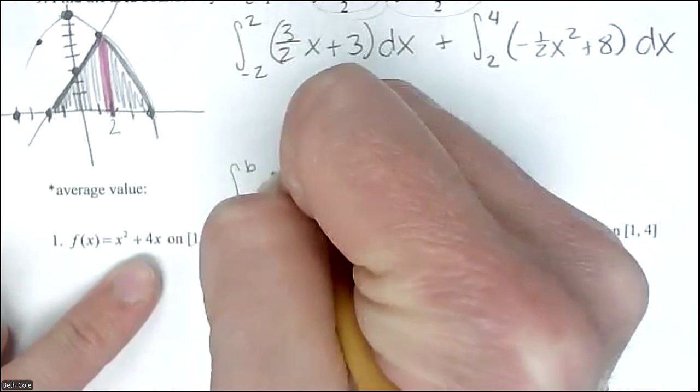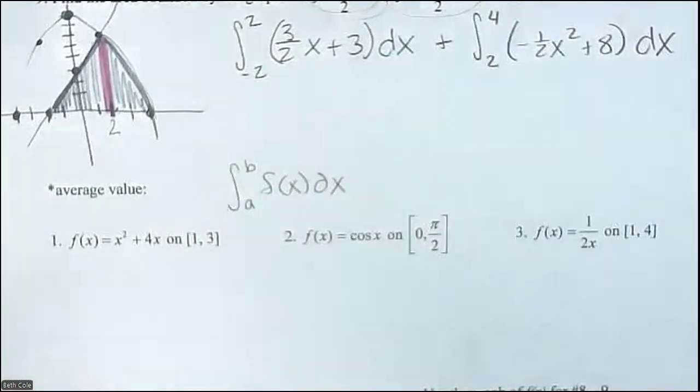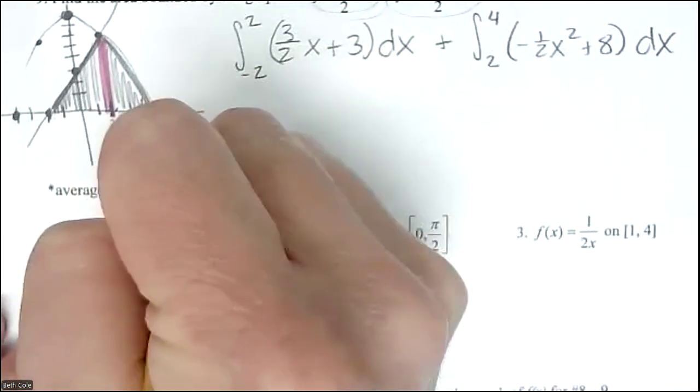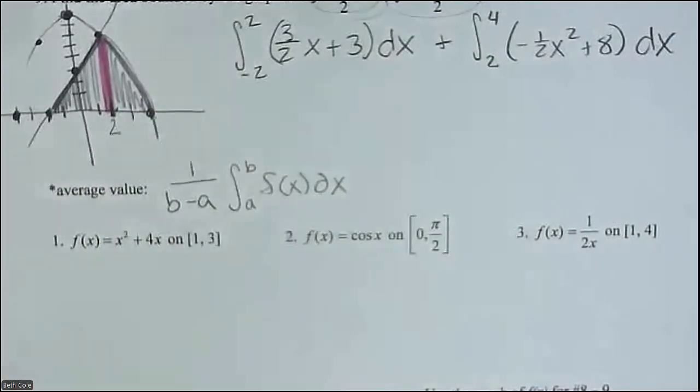Your integral from a to b f of x dx, that is adding up all the area. So that's like adding up your list of numbers. That adds it all up for you. You just need to divide by the length of the interval. So out front, you put divided by b minus a. That's the length of the interval. It's what we just got done doing, but with a little fraction out front.